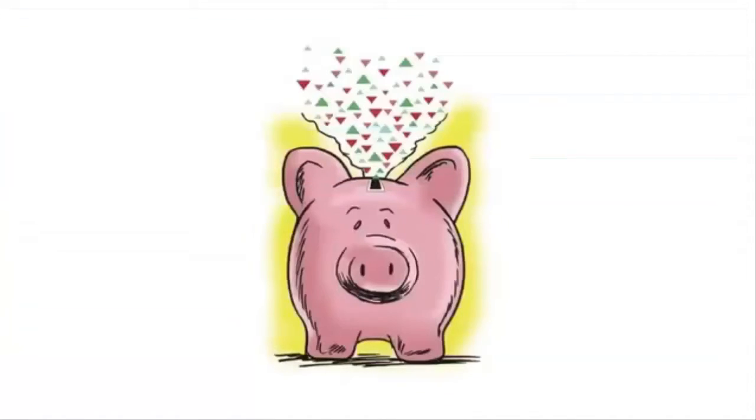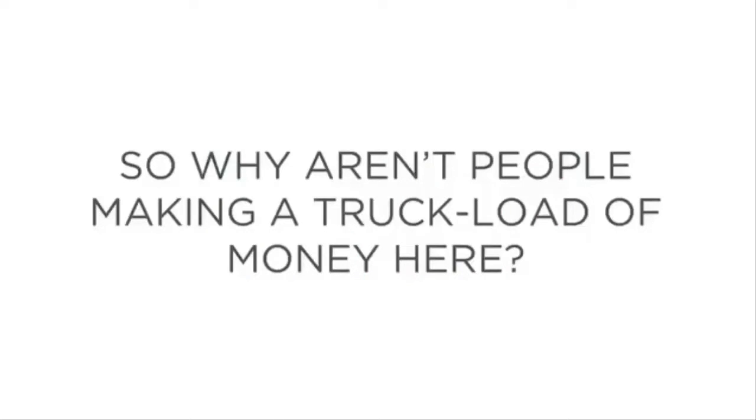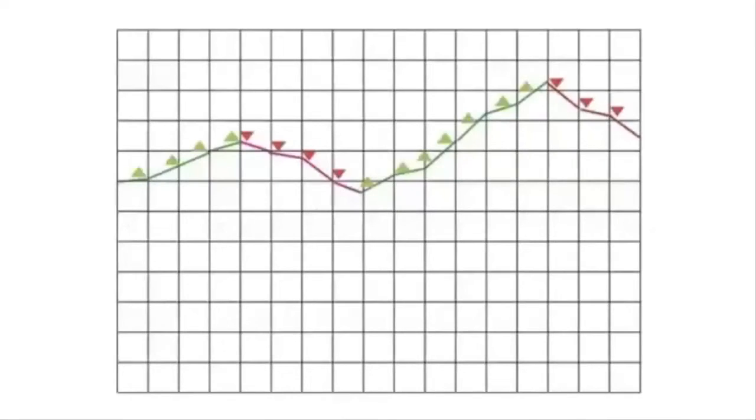Here's what I want you to do. Think about this puzzle. Why is it so easy to make money with binary options? Because it truly is. And if it's so easy, why aren't most people making money from them? I mean, you only have to choose a direction, up or down, and be correct by one single point to win a trade. So, why aren't people making a truckload of money here? The answer's obvious. They have no clue about a simple yet very powerful concept called trend.